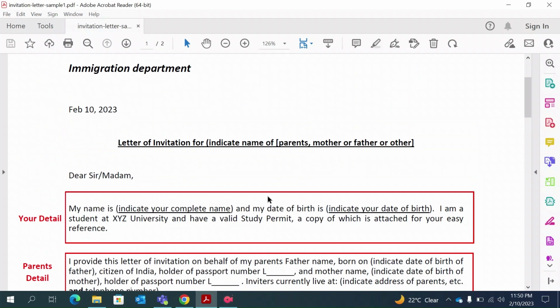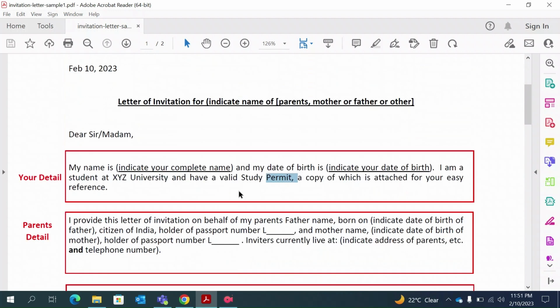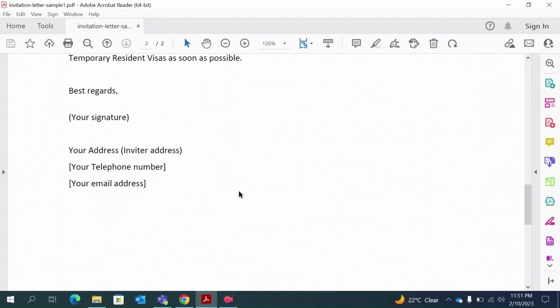So in this example, the first part is your detail. In your detail section, you need to mention your name, your date of birth, and if you are studying, your university name, and you need to talk about your permit, as well as attach it. Other than these details, you also need to provide your address and your telephone number. I have written it at the very bottom of this letter.